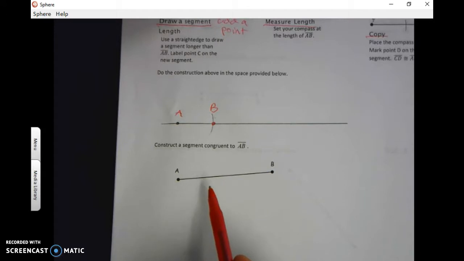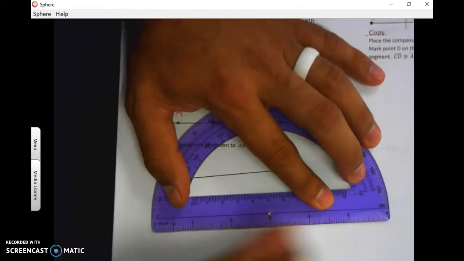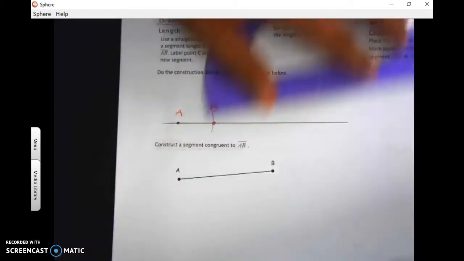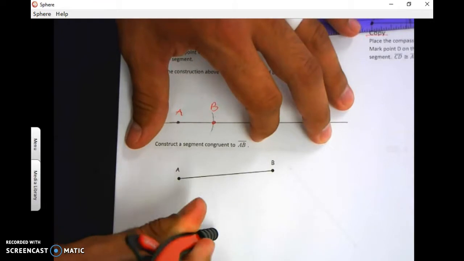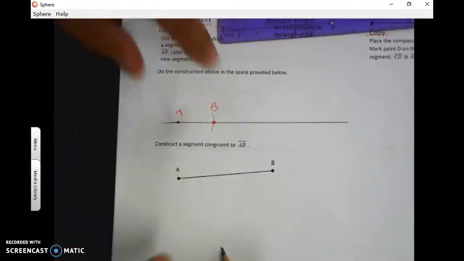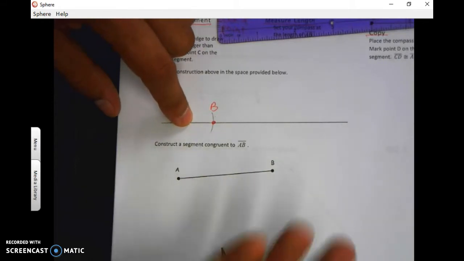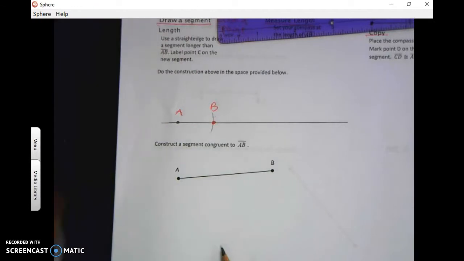AB. Again, step one, I'm going to go down here. I'm going to draw a long segment, put a point on it. All I got to do next is measure AB and mark it. And now I have my new AB. When you finish that one, you want to go to the back of this page and try numbers 1, 2, and 3. 2 and 3 might be a little challenging, but you can do it.